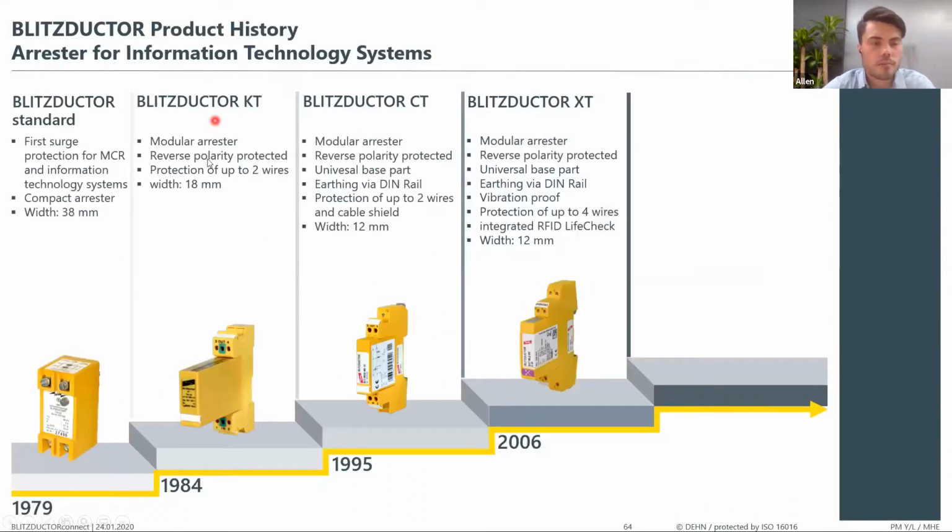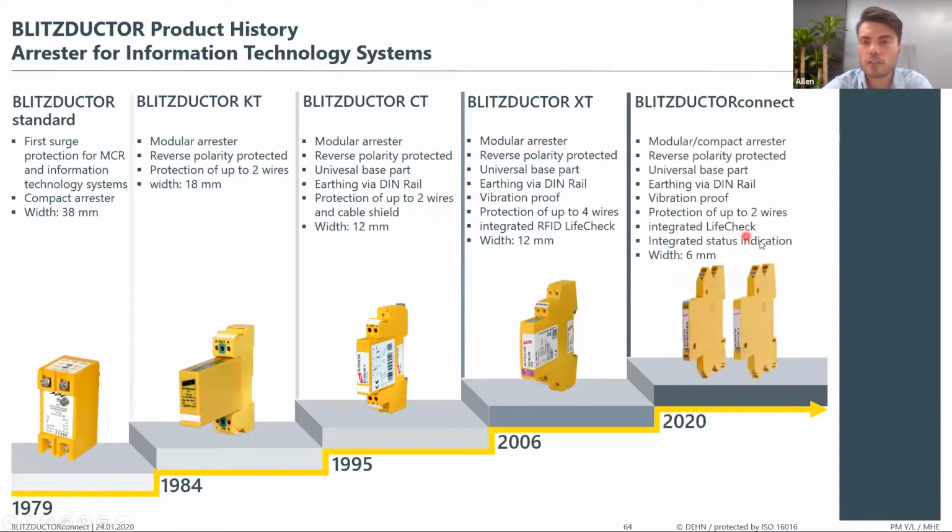So our Blitzductor product history actually started in 1979 with the first Blitzductor, and throughout the years it evolved and became much smaller. In 2006 we launched the Blitzductor XT, and now in 2020 we released the new Blitzductor Connect. These features are going to be explained in the later slides.